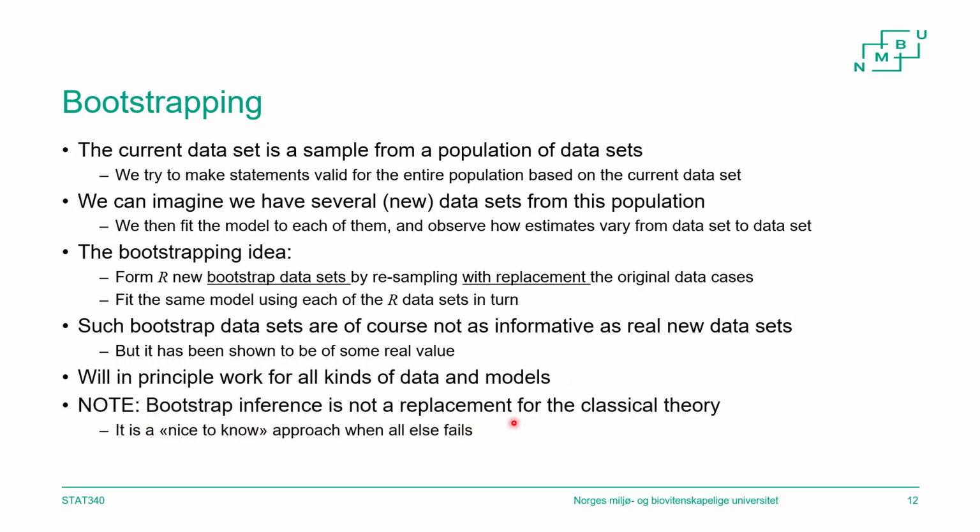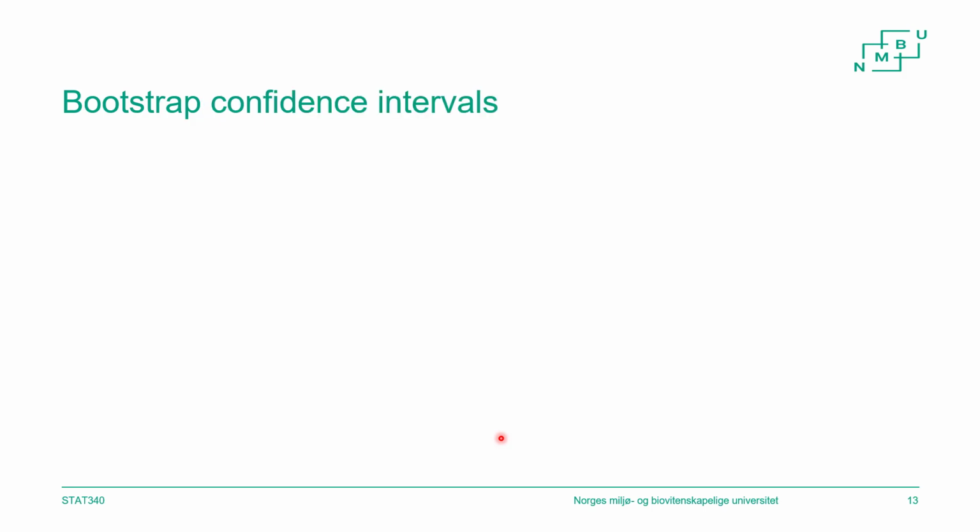So you can't replace the classical theory with just doing bootstrapping, because it doesn't have the same power. But it's nice to know, and its power is sufficient for being useful, I would say, in many cases. Especially if the alternative is to not do anything. This is much, much better. So, how do we do this now?